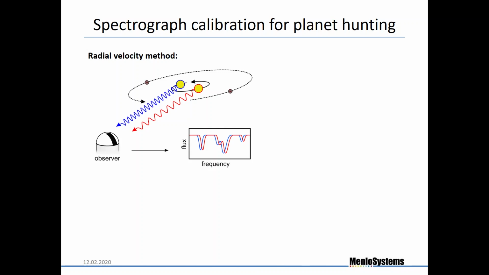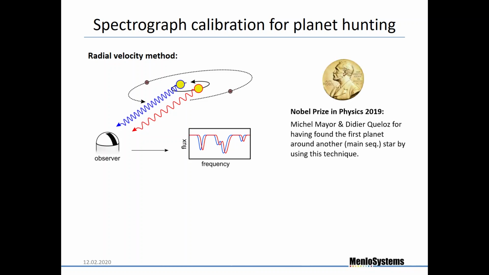So if you observe that star from Earth, you will see it coming towards the observer and then away from the observer, which creates a periodic Doppler shift in the Fraunhofer lines of the stellar spectrum. By the way, this technique just received the Nobel Prize last year, to Mayor and Queloz, for using it in finding the first planet outside of our solar system. And this method is still very important, still very productive today.